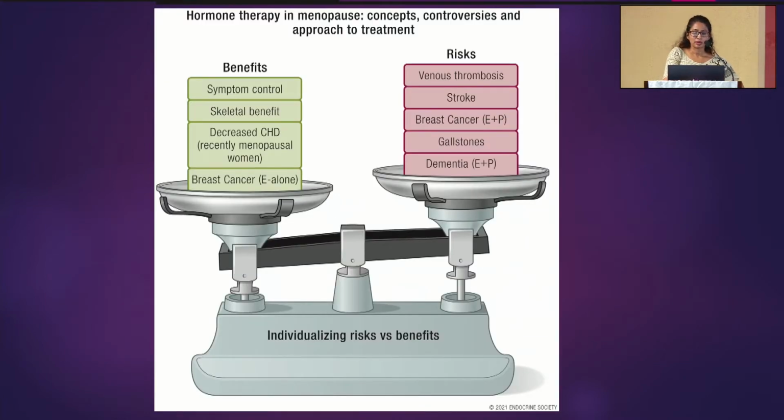So menopausal hormone therapy is all about balancing risks and benefits. It has significant benefits: symptom control, skeletal benefits, reduction in coronary heart disease in younger populations, reduction in cancers, but it is associated with some risk as well. So you have to always manage these risks and benefits when you're treating these women with menopausal hormone therapy.